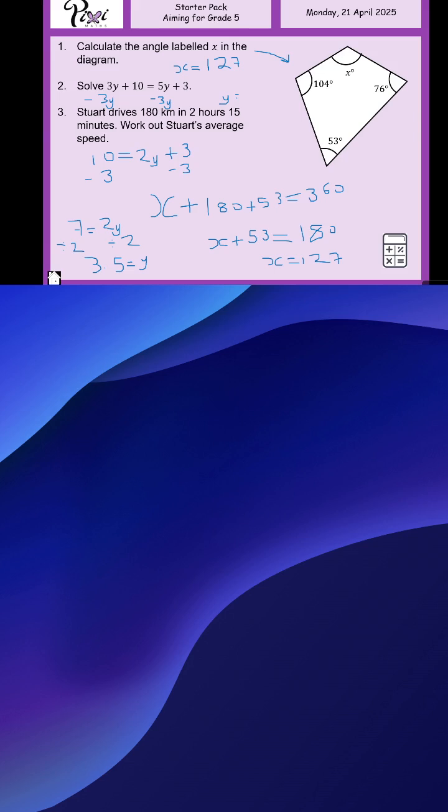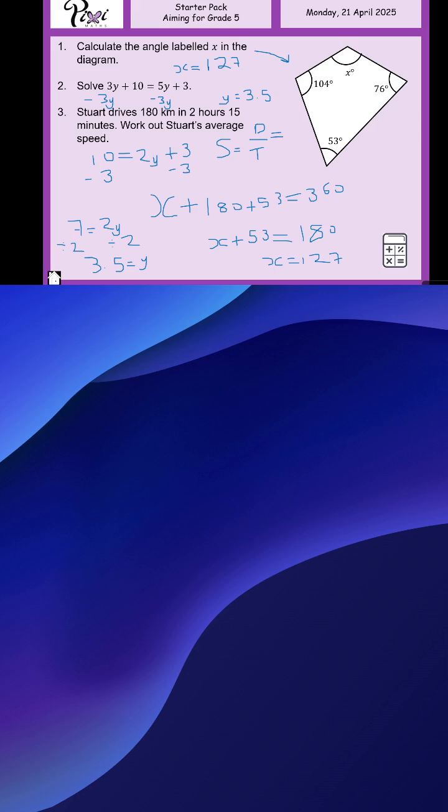Number 3, guys. I think I'm going to call it a night after this question because it is getting quite late. Question number 3. Stuart drives 180 kilometers in 2 hours and 15 minutes. Work out Stuart's average speed. Remember, from yesterday or the day before, speed is distance over time, so distance divided by time.